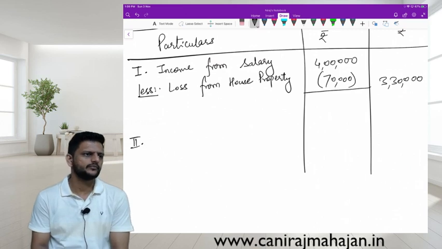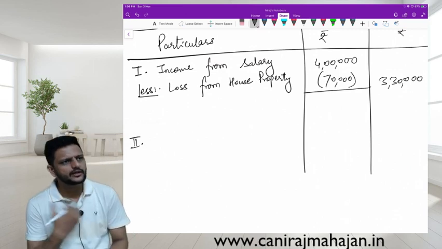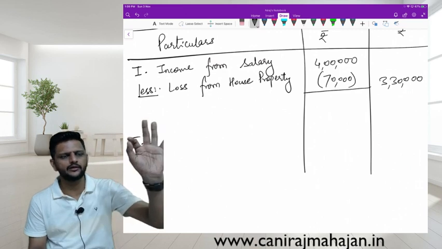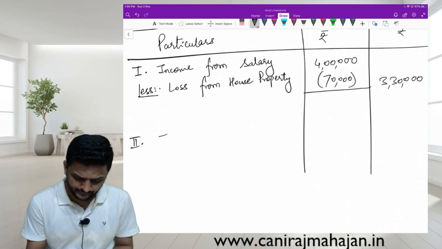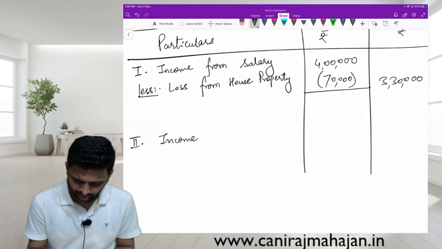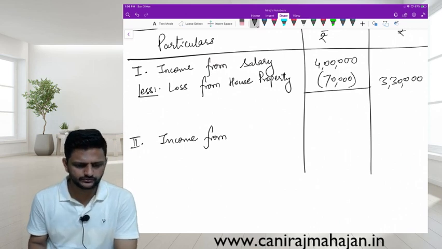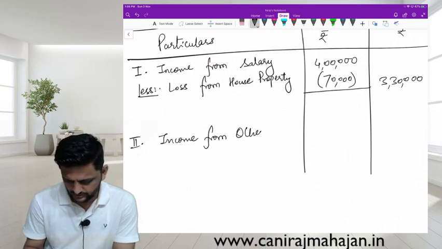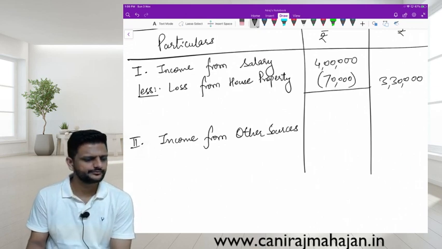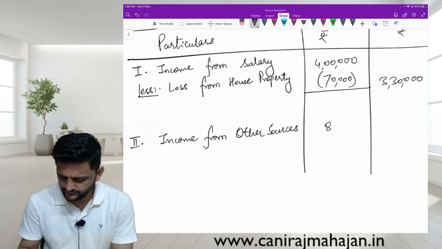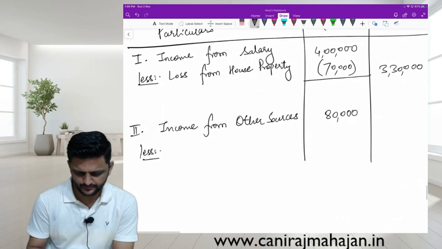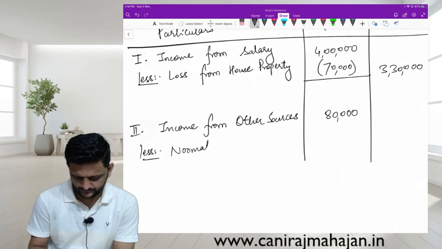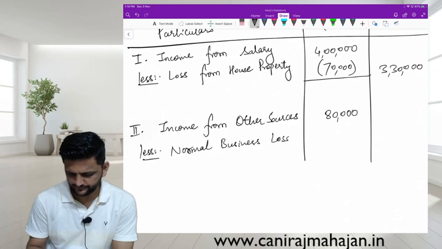Second, what should we write? Income. The entire format will first have income. You can adjust loss only against income. If there is no income, we cannot do anything. So income from other sources. How much? 80,000. Less: normal business loss. One lakh.